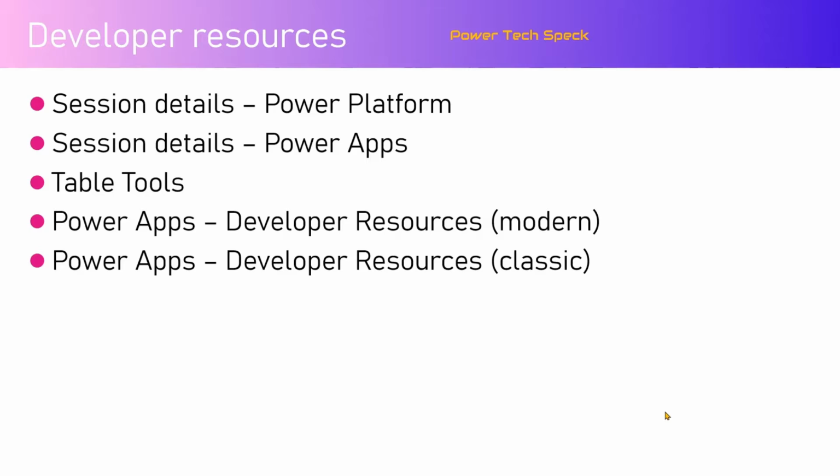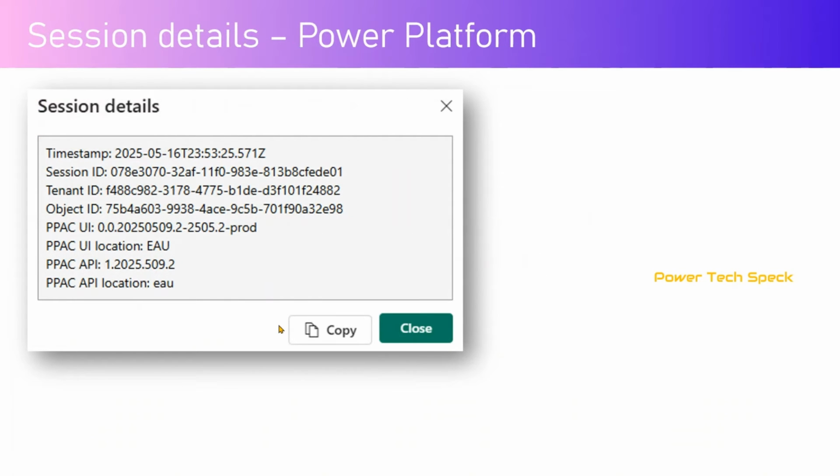So we have some settings within classic, we have some settings within the modern interface. So I'll go through some of the things which a developer needs to be aware of. I have classified five of the items: session details Power Platform, session details Power Apps, table tools, Power Apps Developer Resource Modern, Power Apps Developer Resource Classic.